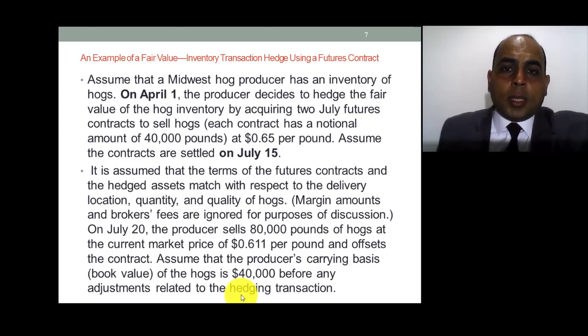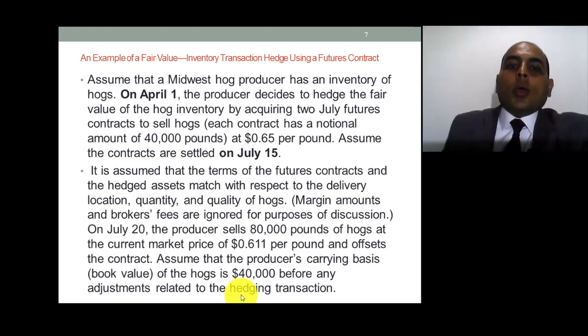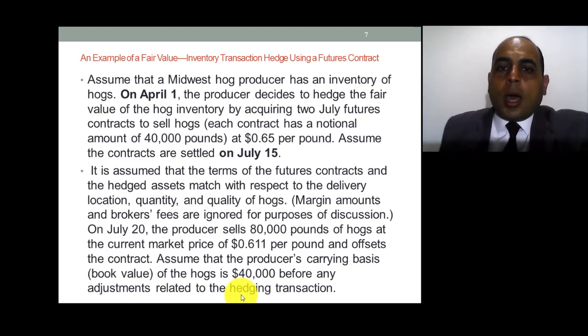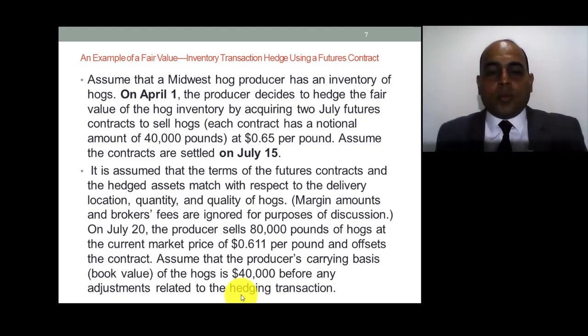Here we have a hog producer that has an inventory of hogs on April 1st. The producer decides to hedge the fair value of the hog inventory. Here the point is that we already have the inventory. To protect himself against the fluctuation of the prices of hogs, he decided to acquire 2 July futures contracts to sell hogs. Each contract has a notional amount. As we discussed before, you have to determine the notional amount of the contract.